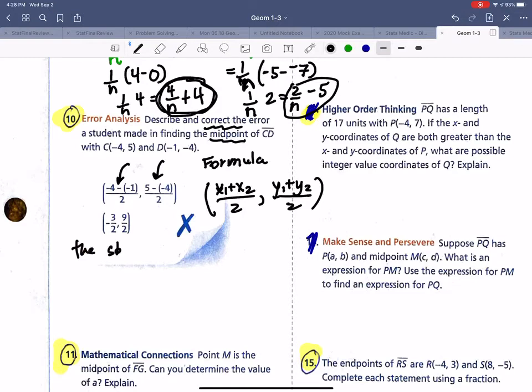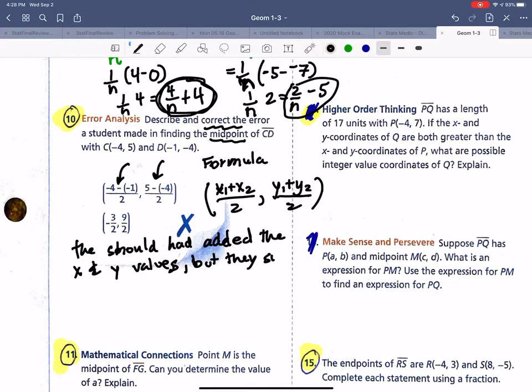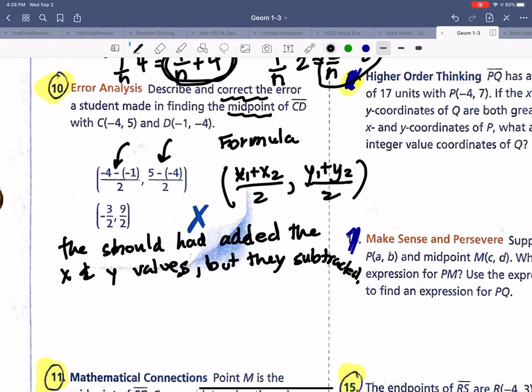They should have added the x and the y values, but they subtracted. So we can fix it. Let's do that, because it says, then correct the error. So we're going to go ahead and come in here and just fix that on up.